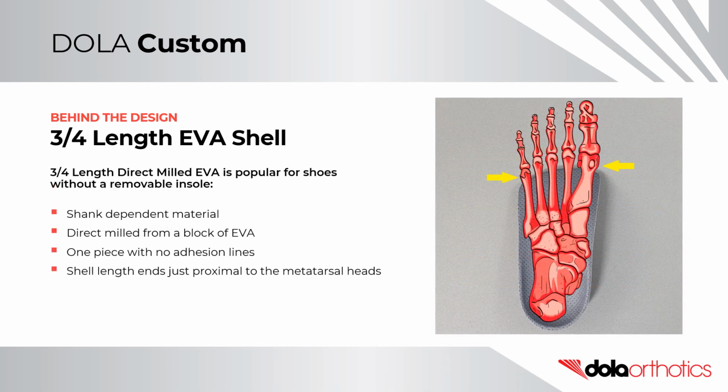A 3/4 length direct milled EVA shell is popular for shoes without removable insoles. It is a shank-dependent material, so relies on matching the internal characteristics of the shoe, the surface area, the shape, and the stiffness. Direct milled EVA shell is in one piece with no adhesive lines. The shell length ends just proximal to the metatarsal heads.